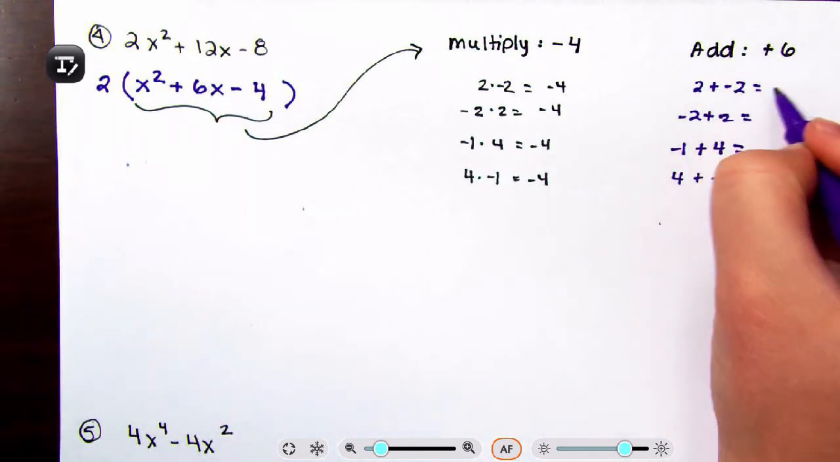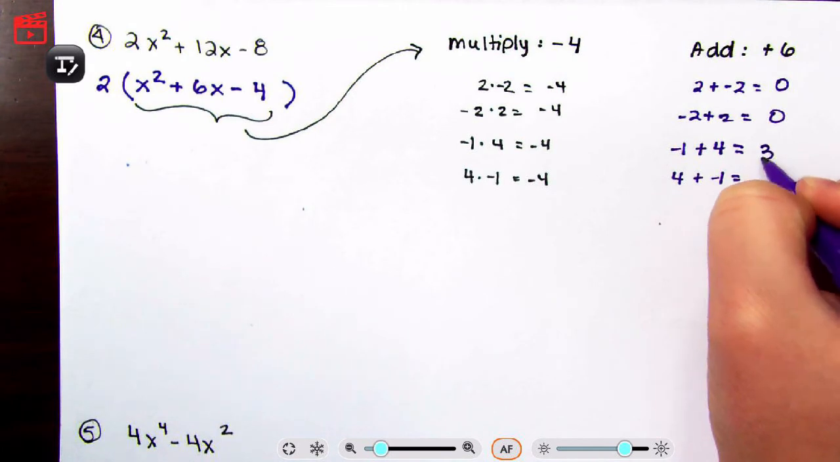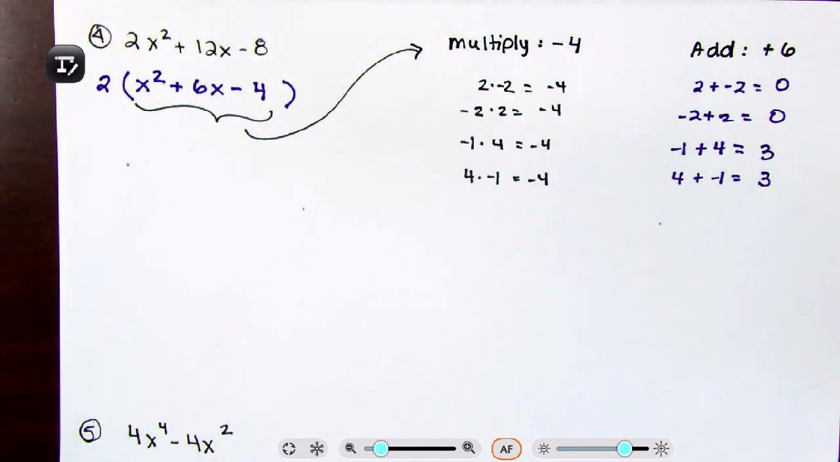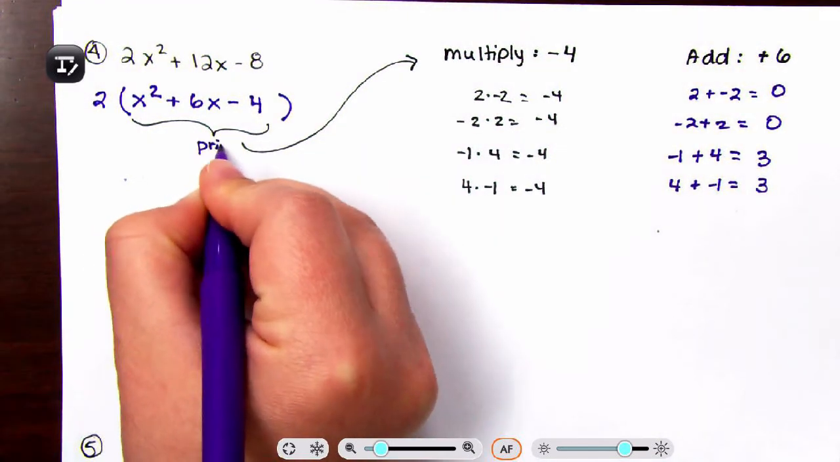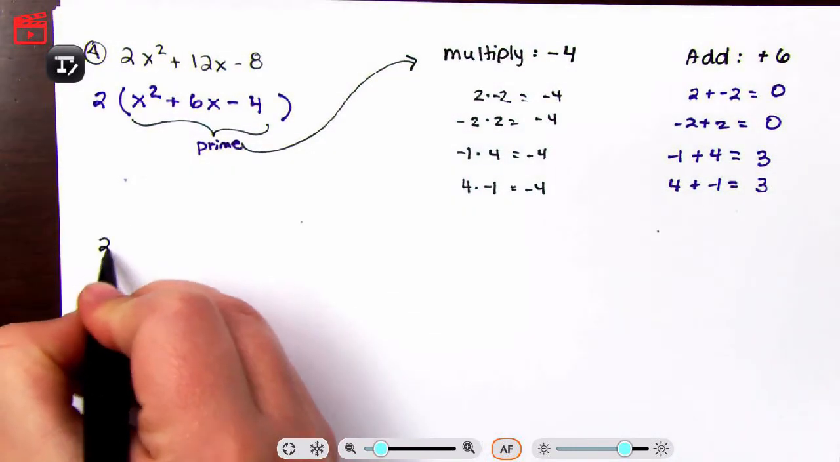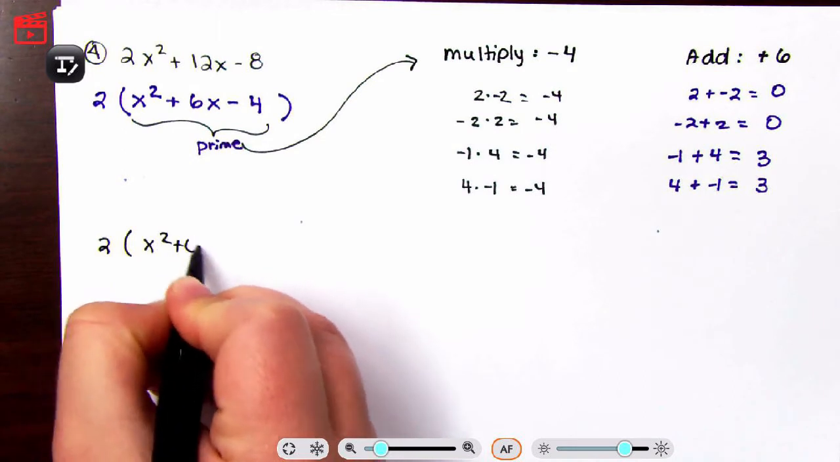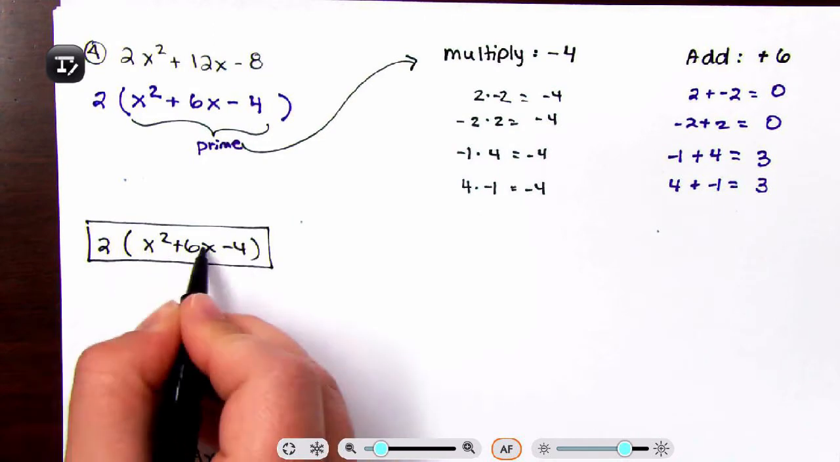So 2 plus negative 2, that is 0. This is 0. This is 3. And this is 3. So definitely not positive 6. So we don't have two factors that multiply to a negative 4 and add up to a positive 6. If that's the case, we call this prime, meaning not factorable. And so what's your answer? Your answer would be 2 times x squared plus 6x minus 4. That would be your answer because this right here cannot be factored. Moving on to the next one.